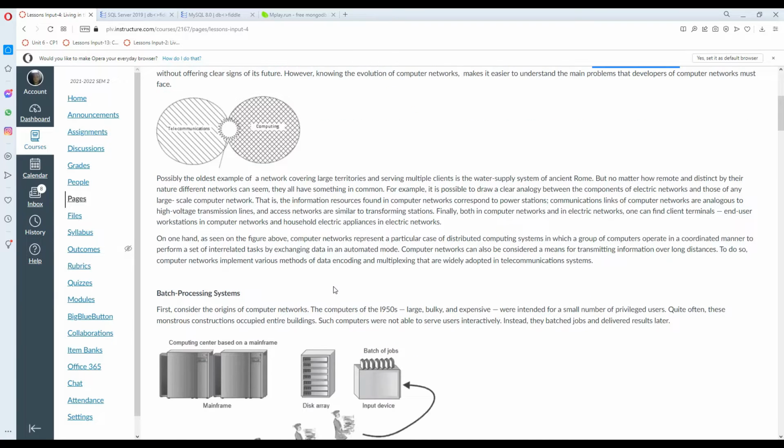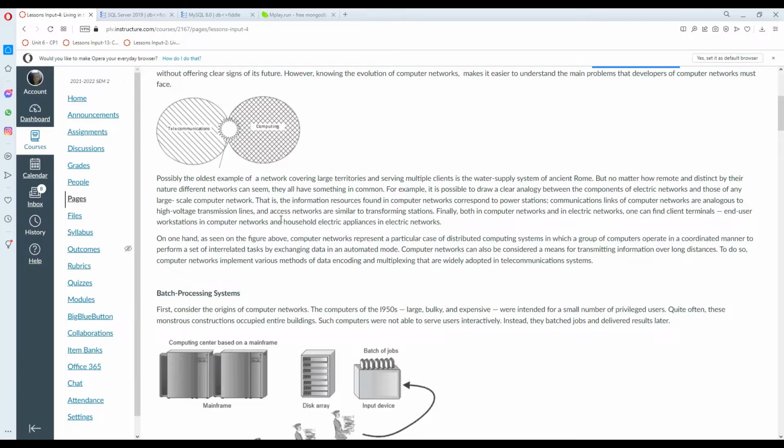Possibly the oldest example of network covering large territories and serving multiple clients is the water supply system of ancient Rome. So during the time of ancient Rome, in order for them to have accessible water throughout the town or the city, they built large canals wherein those canals run from kilometers to hundreds of kilometers from the mountain to the town. So that in itself is a network.